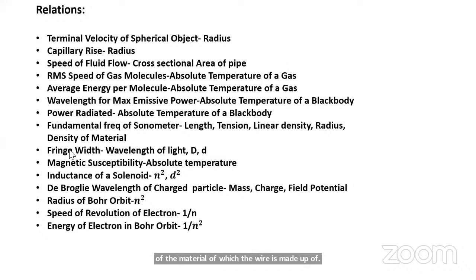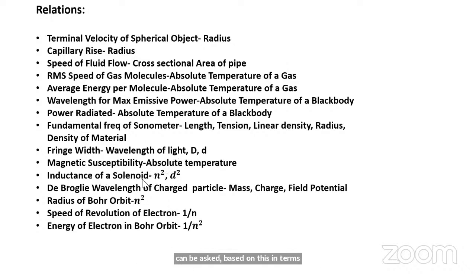Then next is fringe width. Young's double slit experiment. Fringe width is equal to lambda into big D upon small d. So how the fringe width depends on lambda, big D and small d. Then magnetic susceptibility and absolute temperature. Okay, magnetic materials. The magnetic susceptibility psi into absolute temperature is equal to constant. Psi T is equal to constant. So many MCQs can be framed on this, or some numerical also can be asked based on this.